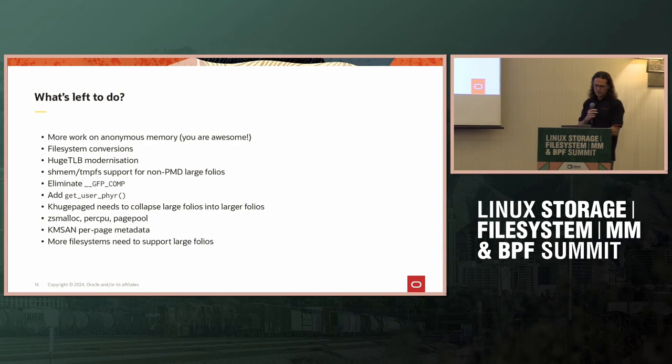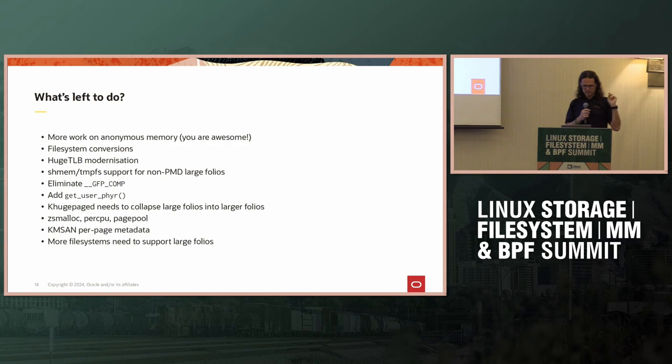KHugePaged needs some work, and I'm not looking forward to doing that work myself, and I kind of hope somebody else does that. That would be really nice, thank you. ZSmalloc, per CPU page pool, these all need to be pulled. These all use bits of struct page right now. Those all need to be pulled out and turned into their own memdescs.